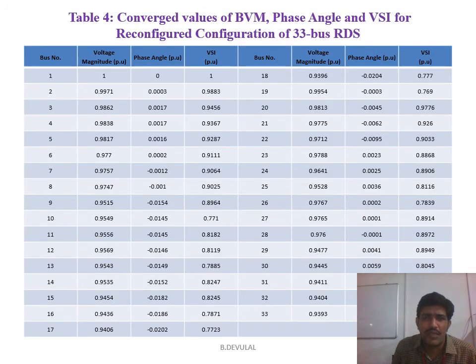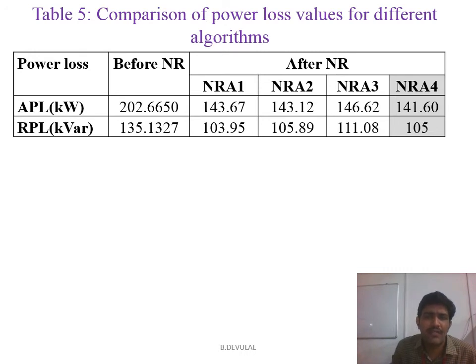Then after reconfiguration, I have taken this data: voltage magnitude, phase angle, and VSI difference, and I compare the values with those before network reconfiguration. Then NRA1, NRA2, NRA3, and NRA4 give better results.